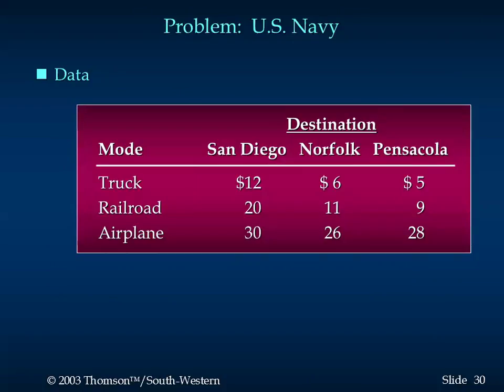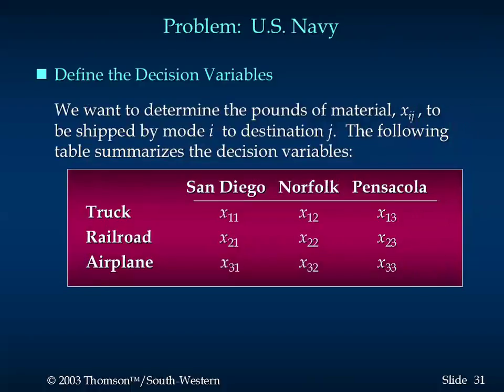Okay. So these are the costs of shipping through truck, railroad, and aeroplane. Clearly, aeroplane is much more, truck is cheapest, to the three different destinations: San Diego, Norfolk, and Pensacola. All right. So what do we need to determine? We need to determine how much to ship by each of the different modes.